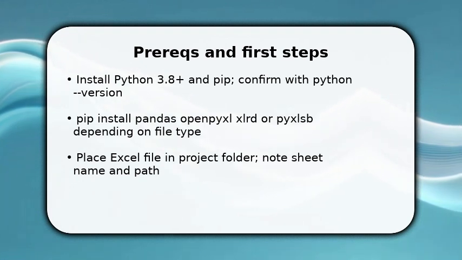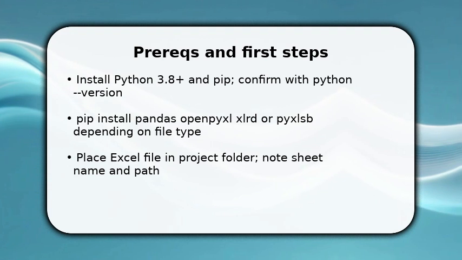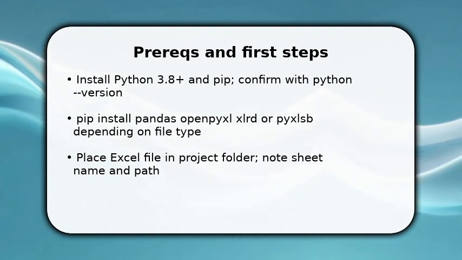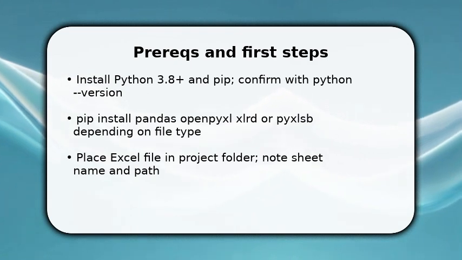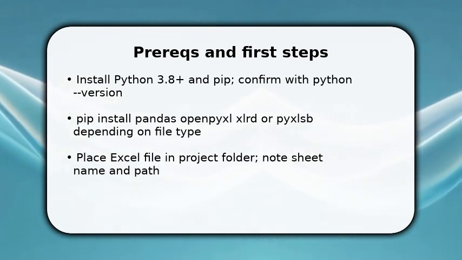Next, make a project folder and put the Excel file there so you reference a relative path. Make sure to note the exact sheet name and any header row number. This avoids path and sheet errors later, and lets you write the first read command quickly.